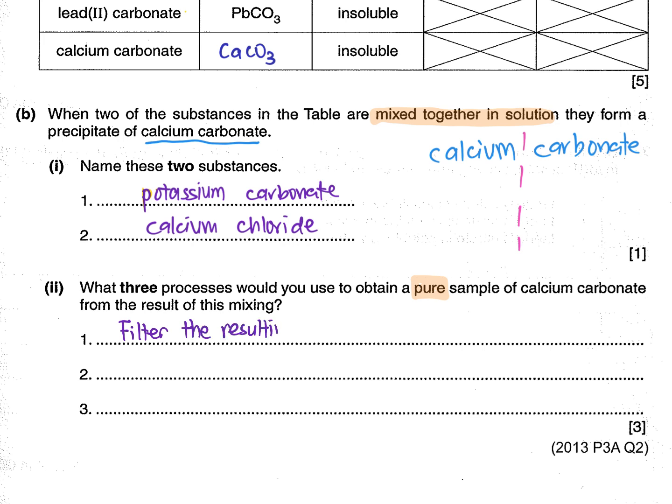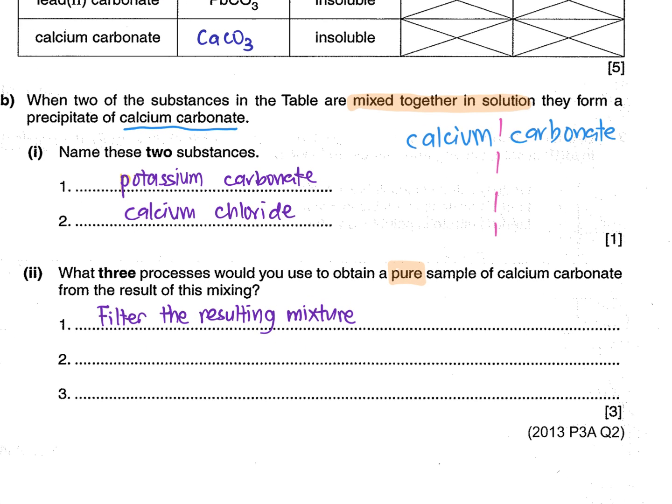What are you interested in collecting? Do you want the residue or do you want the filtrate? Filtrate is the one that passes through the filter paper, or trapped on the filter paper? Trapped on the filter paper, you don't call it the filtrate. You call that the residue. Okay, to collect calcium carbonate as the residue. So this is step number 1, filter.